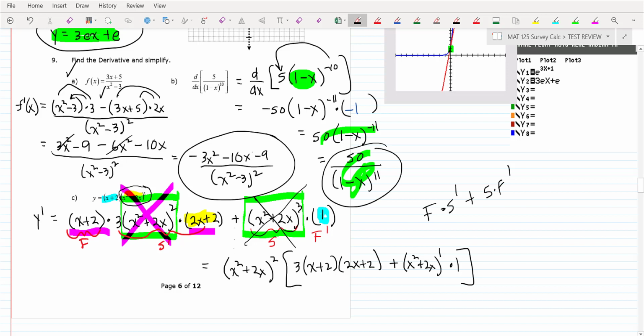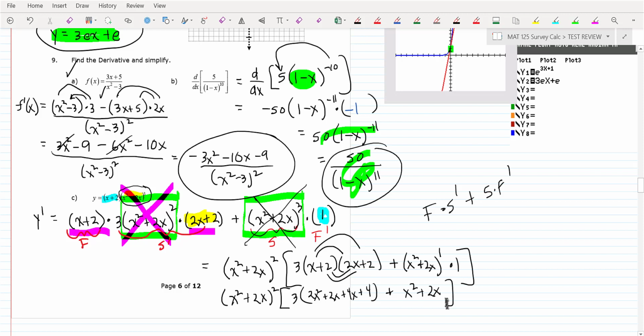Now, what you would do from here is you would just have to simplify what's inside the brackets. So you would have this, and you got to work all this out. Well, you'd have to FOIL this. So that would be 2x squared plus 2x plus 4x plus 4. That's the FOIL. And then this over here would just be x squared plus 2x. You don't need the first power on that, of course. So you'd have that. Then you'd collect like terms.